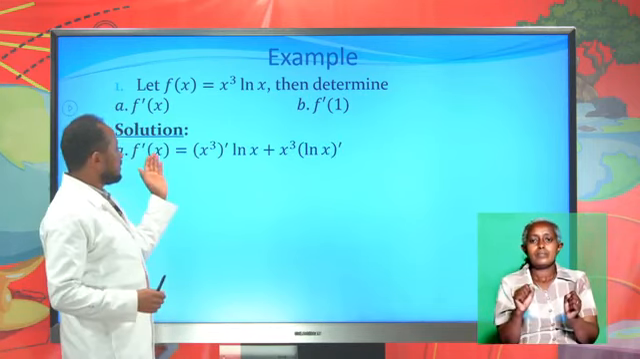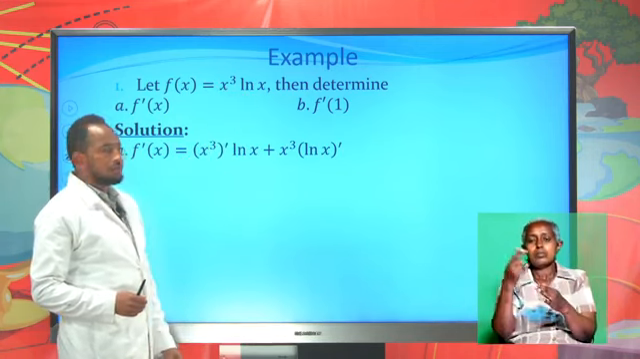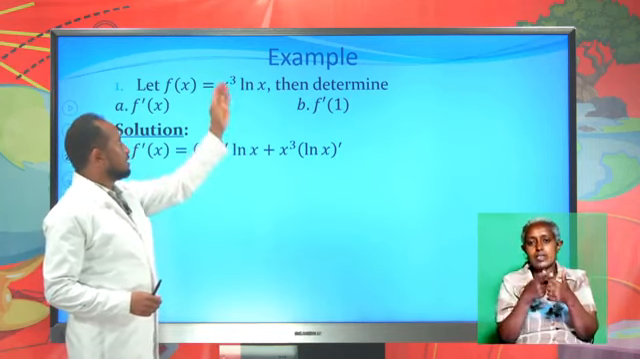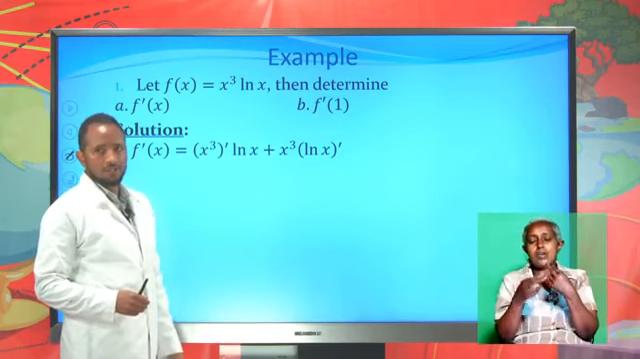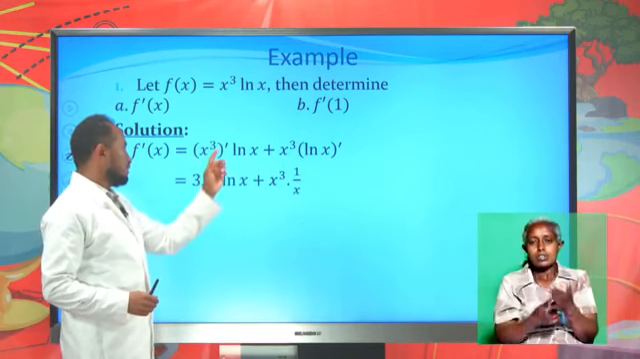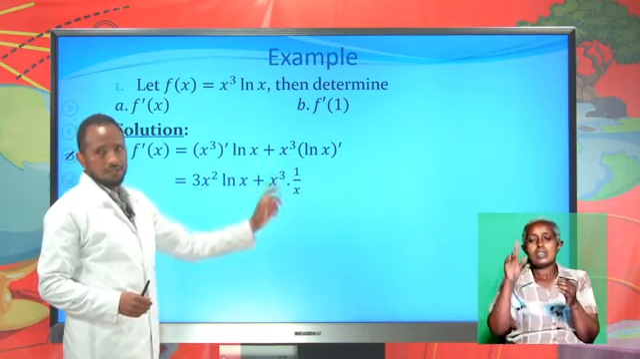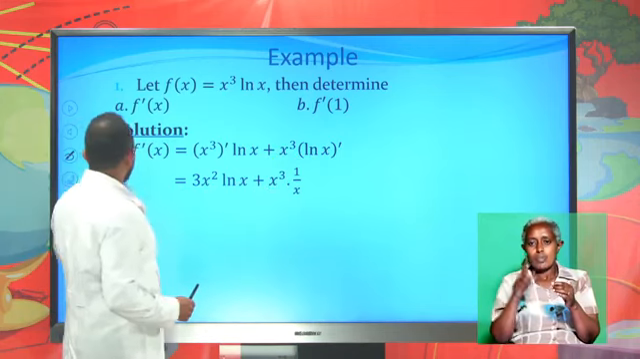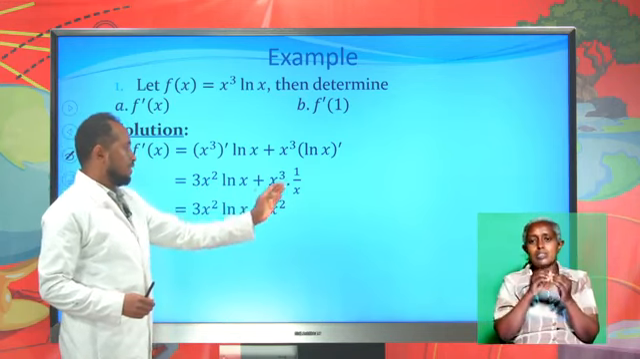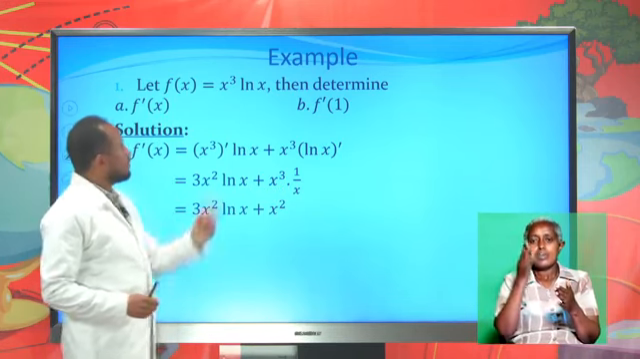Solution. f derivative of x: this function is a product of two functions, so applying the product rule, we'll have the derivative of the first function times the second plus the first function times the derivative of the second function. Therefore, this is equal to 3x squared times ln x plus x cubed. The derivative of ln x is 1 over x. Therefore, simplifying this, you will have 3x squared ln x plus, when you simplify this, you get x squared. So this is the derivative of f of x.